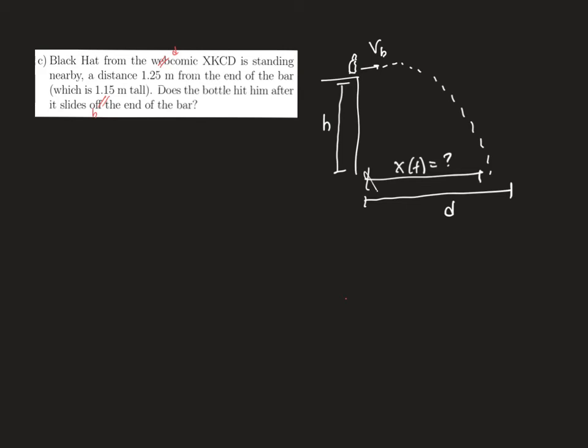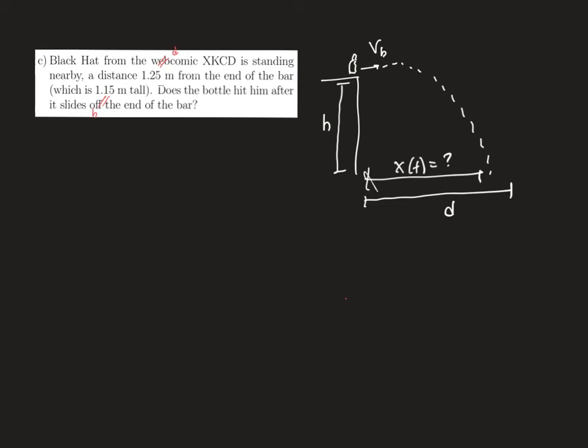You can do things like plug d into here and then figure out what the time would be in order for it to fall, but that seems a little complicated to me. It seems better to just do something I know, which is calculating the distance from the end and then see if it's bigger or less than the distance that the person is standing away from the end of the bar.